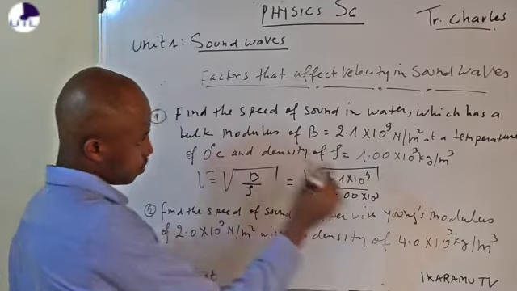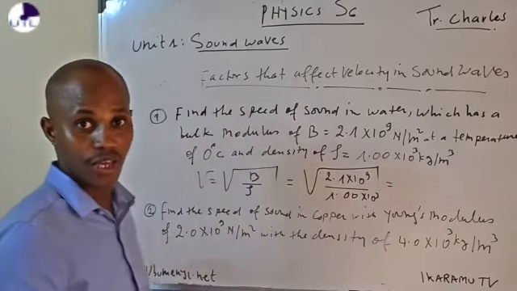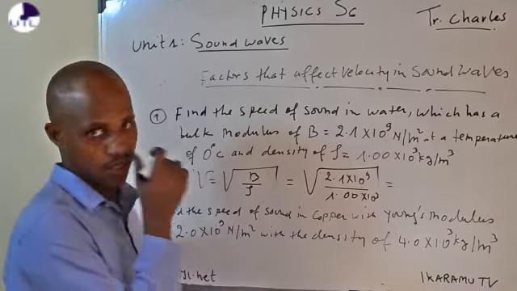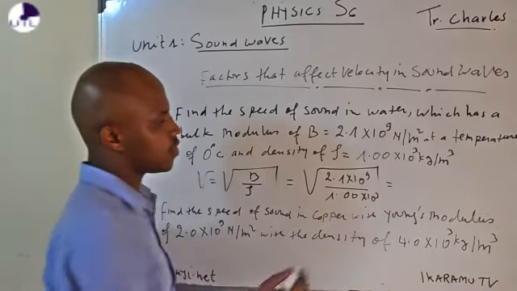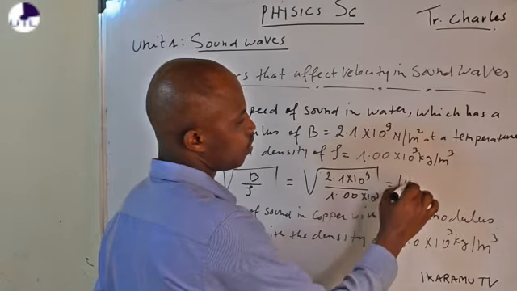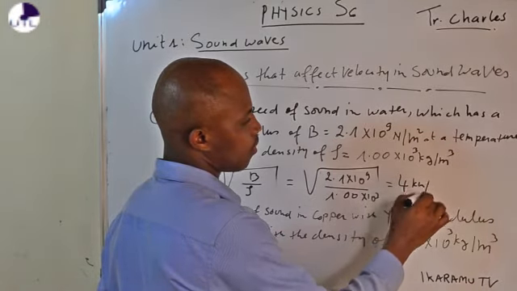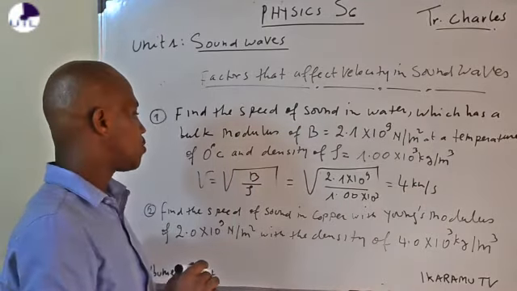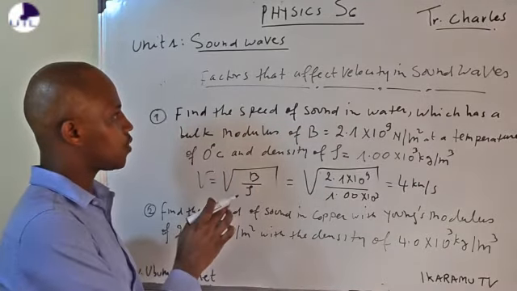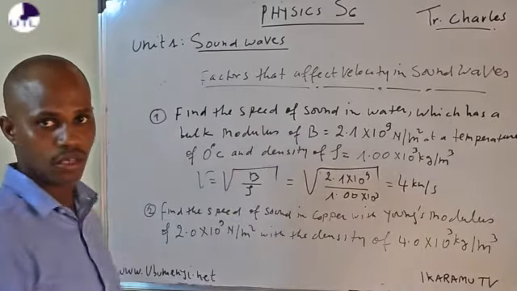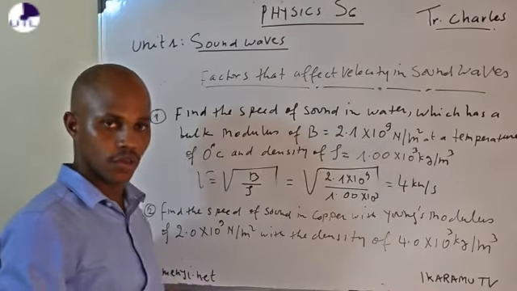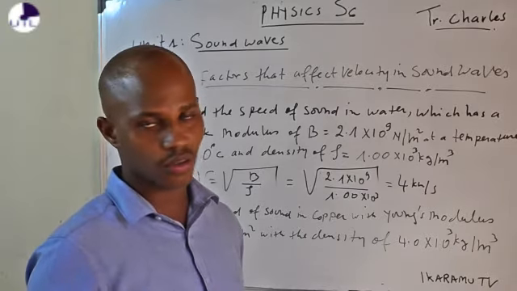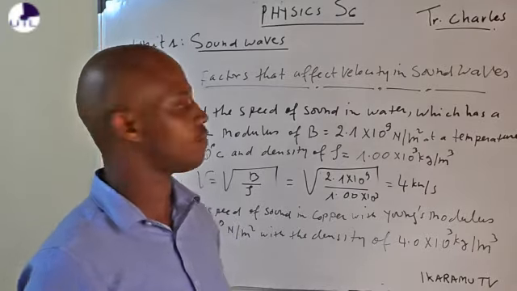So you might be having calculators. Please take your calculators and calculate this. Could you check whether you are getting 4 kilometers per second? Please calculate it. So this is how you can apply this formula. But when you have the question, if you don't know the formula that the velocity is equal to the square root of bulk modulus divided by the density, you cannot be able to solve this question.